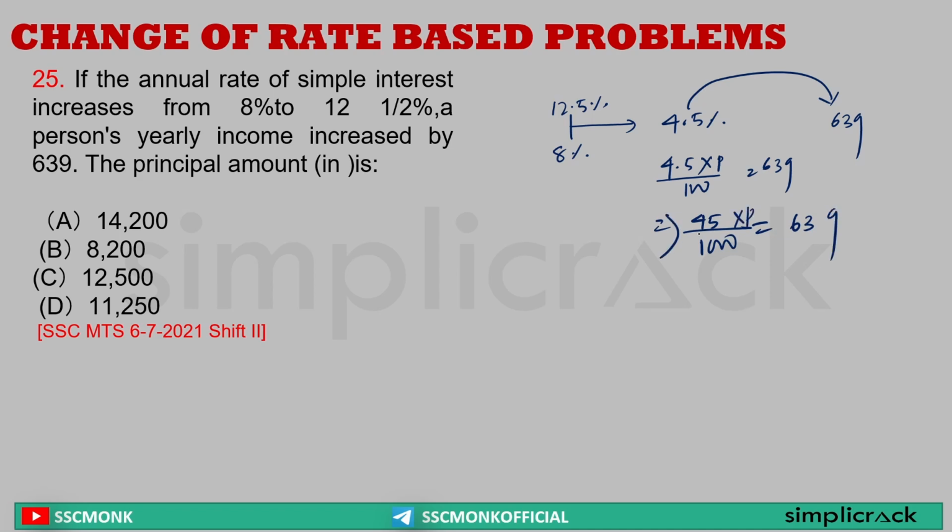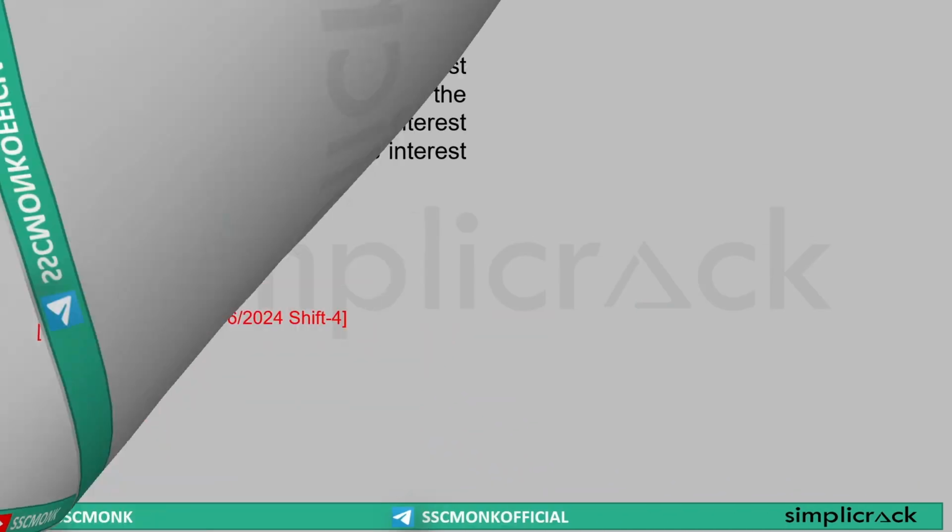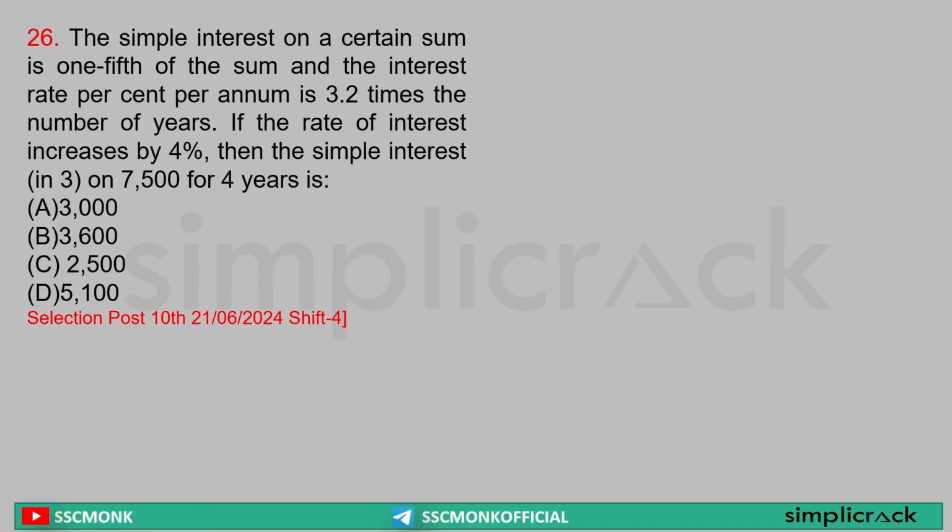Yes or no? Yes. 9 5s are 45, 9 7s are 63, 9 1s are 9. 5 200s are 1000. So P is equal to 71 into 2000, that is equal to 14,200. Answer option A. Clear? Next, the simple interest on a certain sum is 1/5 of the sum. The interest rate percent per annum is 3.2 times the number of years. If the rate of interest is increased by 4%, then what is the simple interest on this?